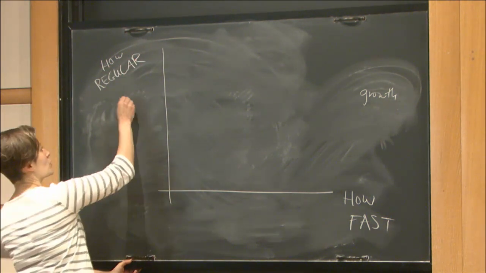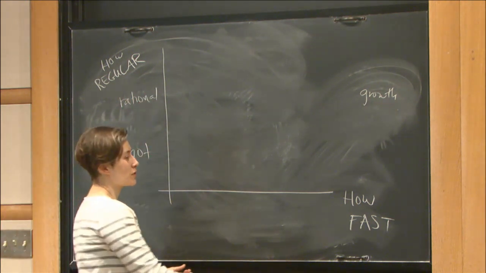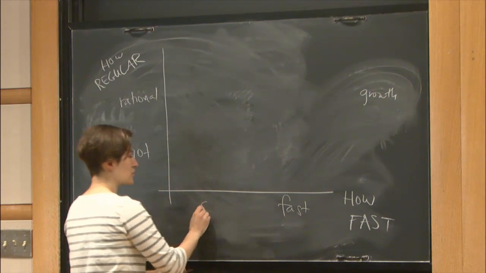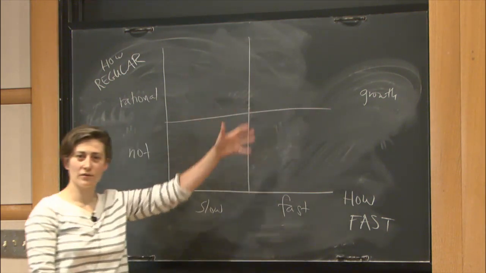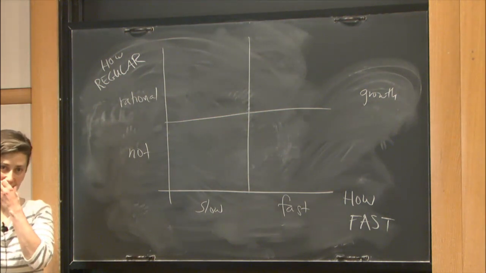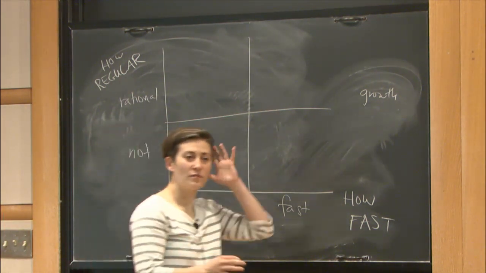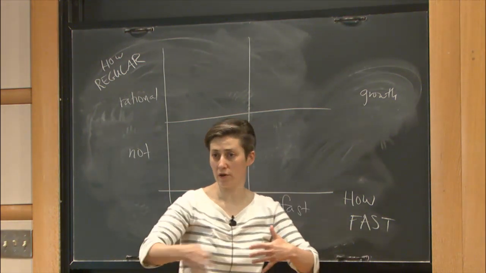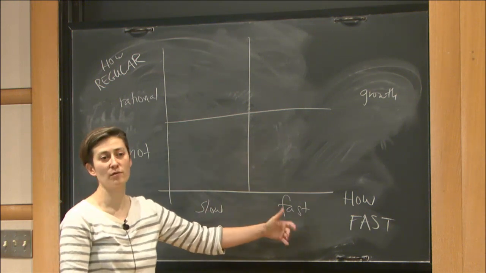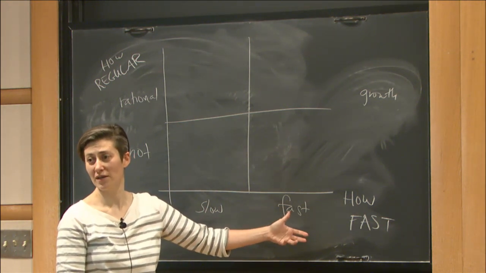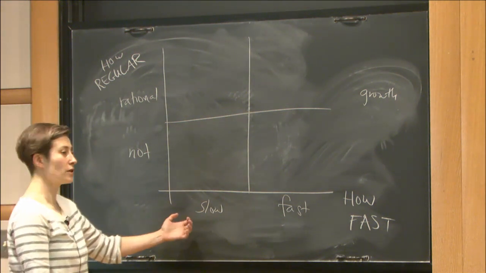So let's put rational and not here, and let's put fast and slow here, and just convince ourselves that things can live in different places. By slow, in this context, let me mean bounded above by a polynomial. And by fast, let me mean, for now, at least exponential. Just humor me for a moment.